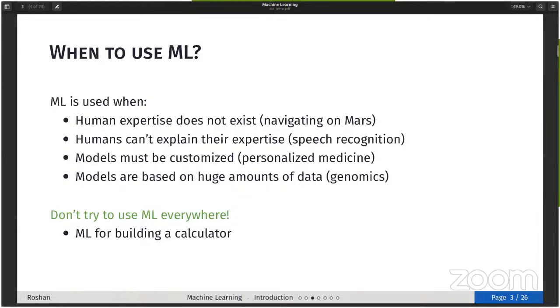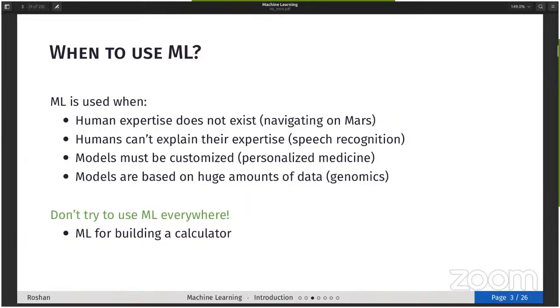Then the next area is when humans can't explain their expertise. One is speech recognition. Typically, whoever we are close with, we can recognize their voice. But if you give a random voice, we can't recognize it, right? We don't know how we recognize their voice. So that's where we can't explain our expertise. But machine learning can go through all existing voices, and whenever a newer voice comes into the picture, it can recognize whose voice it is.